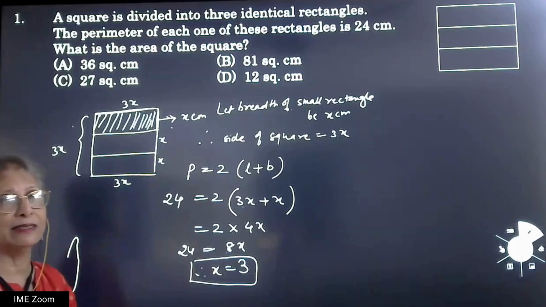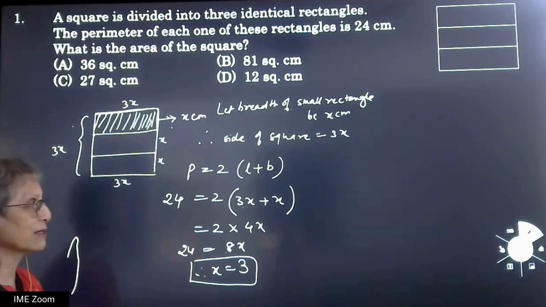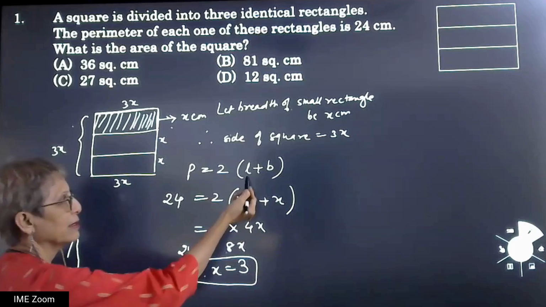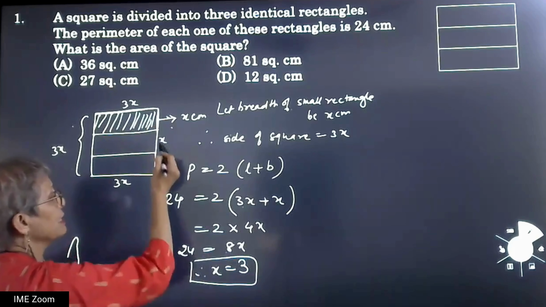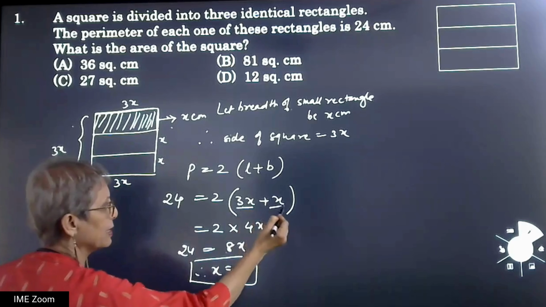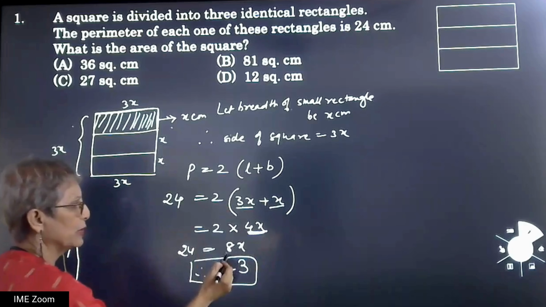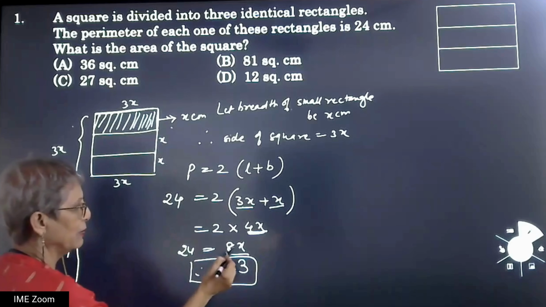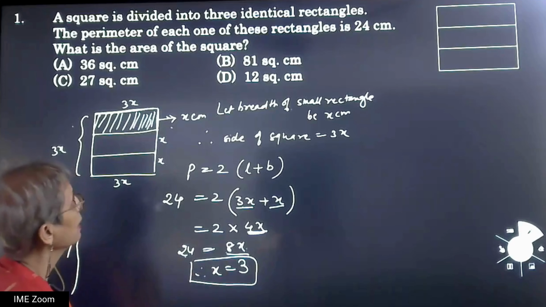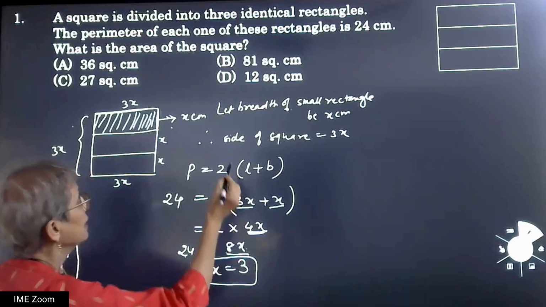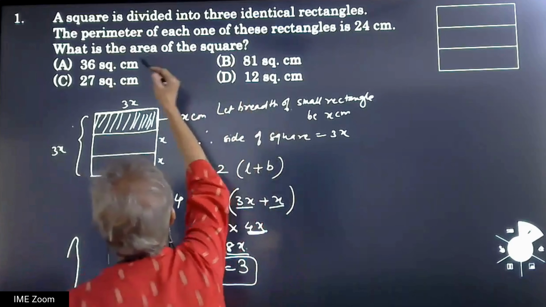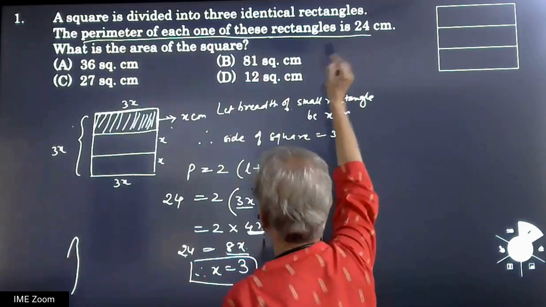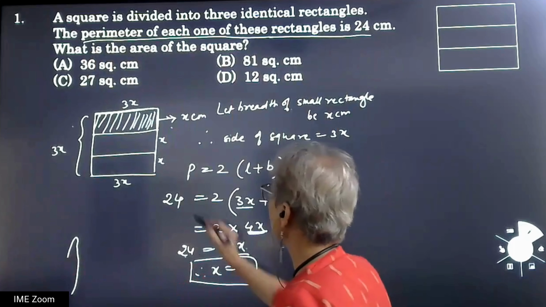This all thing we have done in the topic use of letters, how to use them and how to simplify. Okay, what we did: length is 3x, breadth is x. So this 3x plus x becomes 4x. 4x into 2 is 8x. And the perimeter of each small rectangle is given, that is 24. So 8x is equal to 24, and therefore x is equal to 3. This perimeter is given in the question, 24, that we have used here. So we got x equal to 3.